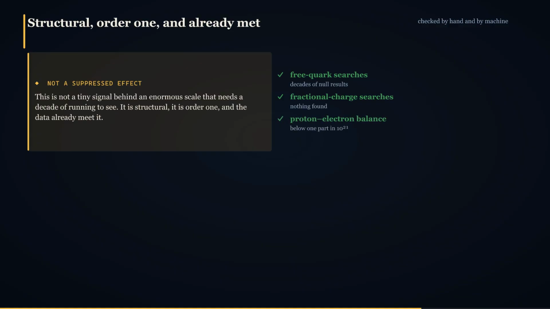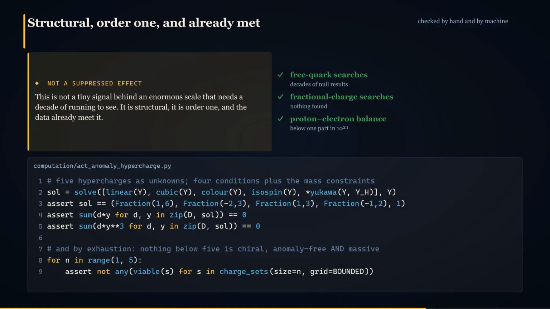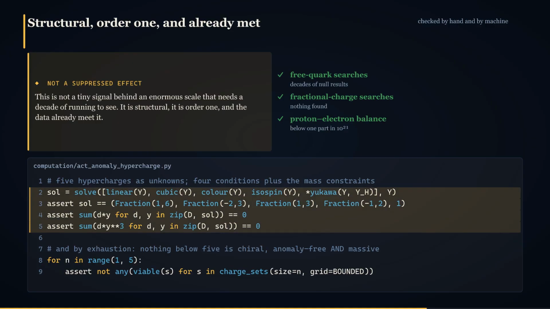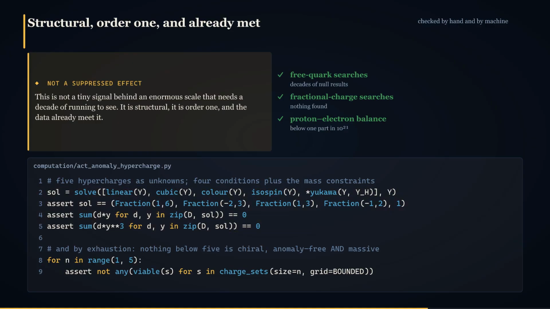The arithmetic is checked by machine as well as by hand. A routine takes the 5 hypercharges as unknowns, solves the 4 conditions with the mass constraints, and returns the same table to machine precision. A companion routine scans every charge set smaller than 5 and confirms that not one is simultaneously handed, anomaly free, and able to give everything mass, checked by exhaustion, on a bounded grid.